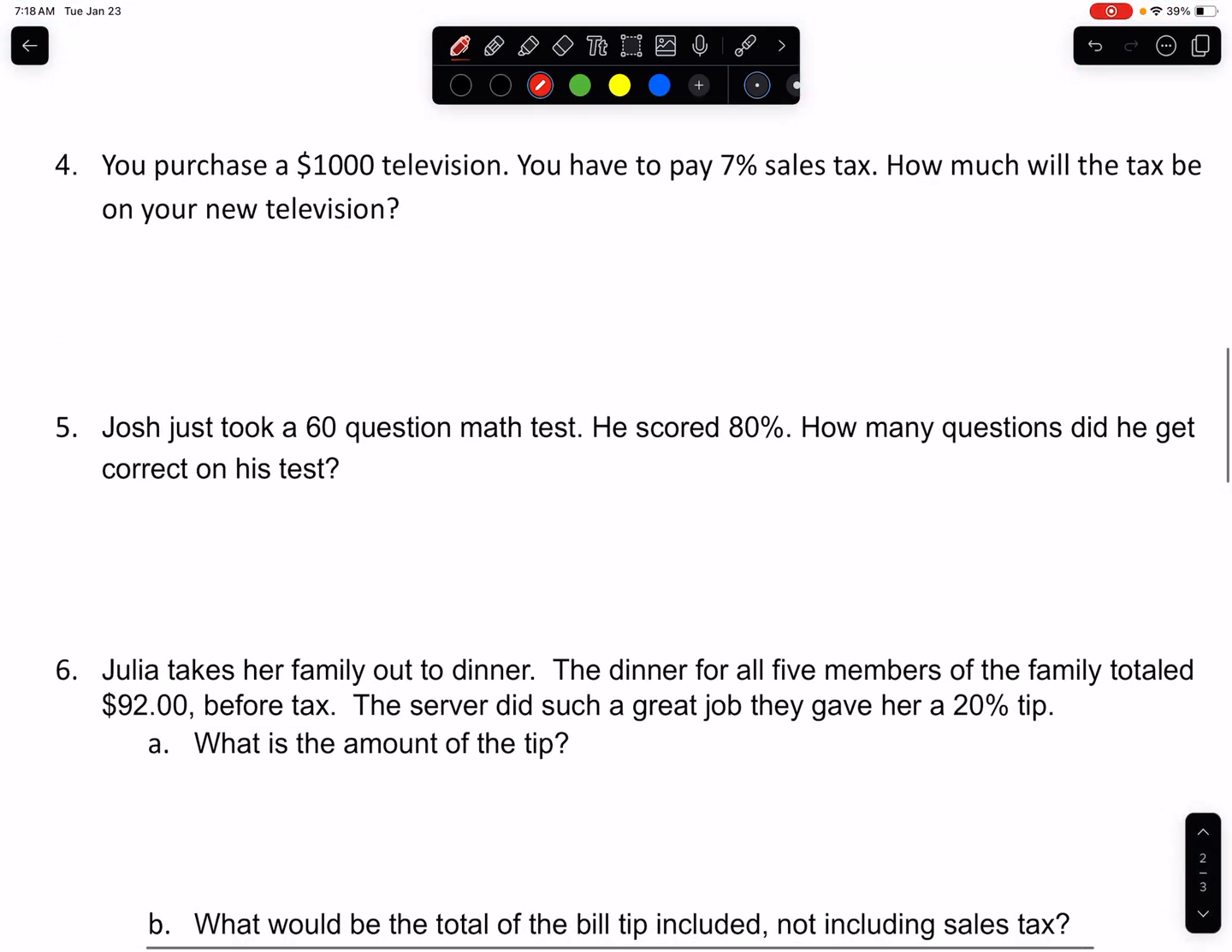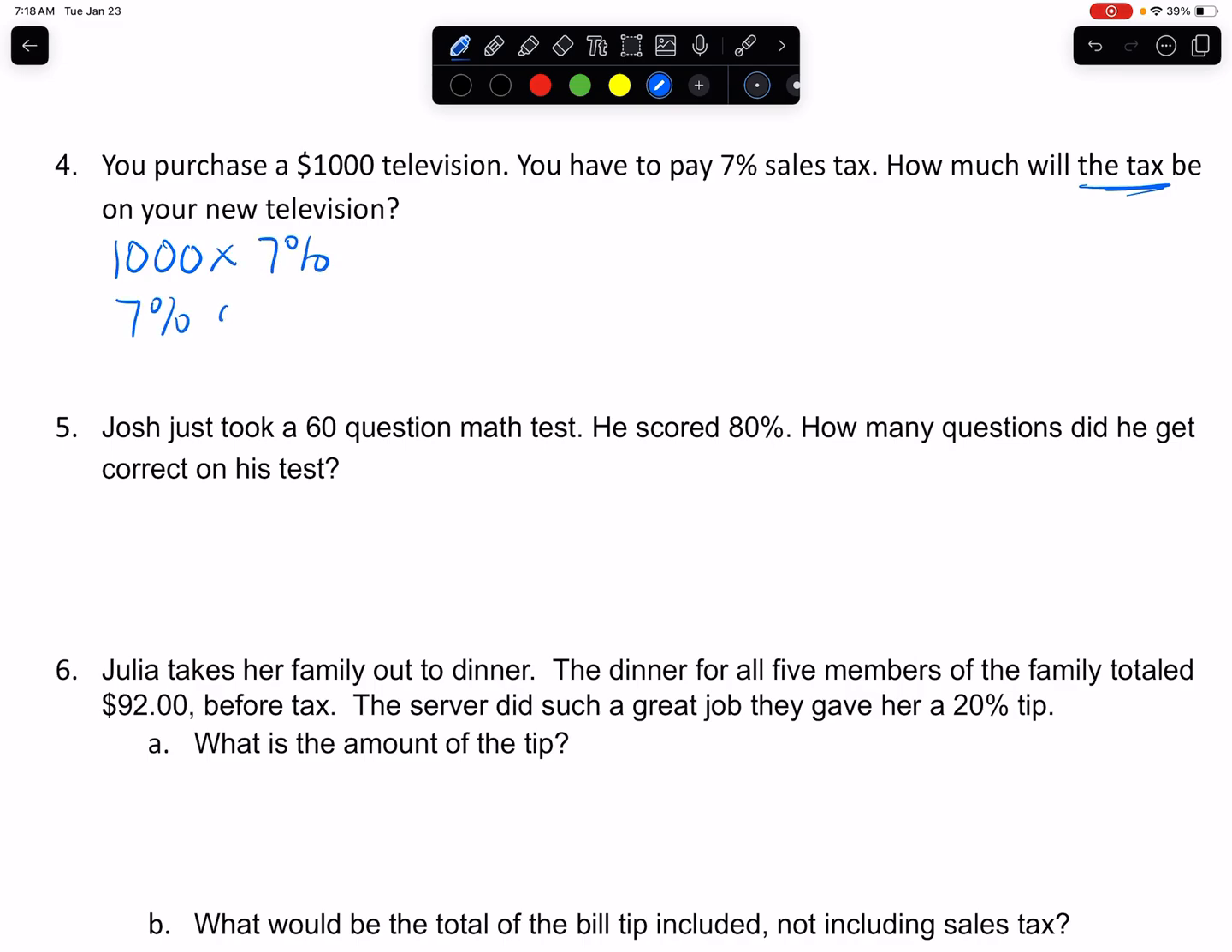Okay, number 4, you purchase a $1,000 television. You have to pay 7% sales tax. How much will the tax be? So this is just asking for the tax. Again, 1,000 times 7%, or 7% of 1,000. You'll calculate that, find your answer.